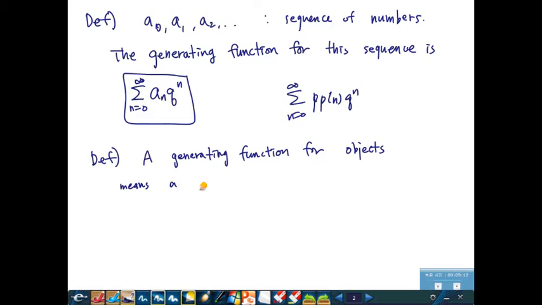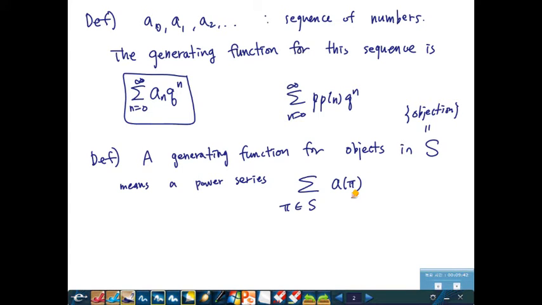a formal power series over objects, say in S. So S is a set of objects. Something like this. For an object, say pi in S, we add something, I don't know, a of pi, a sub pi. Yeah, it can vary each time.